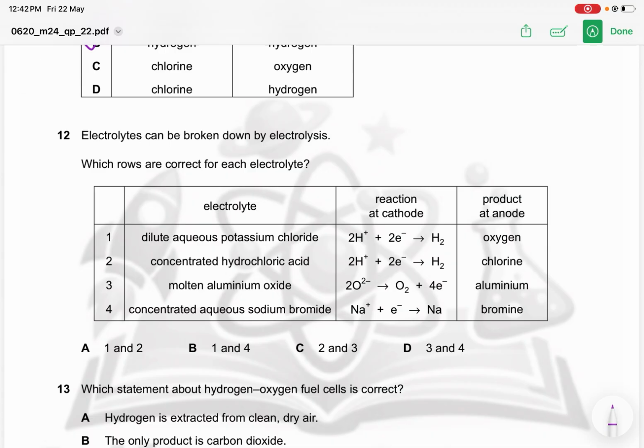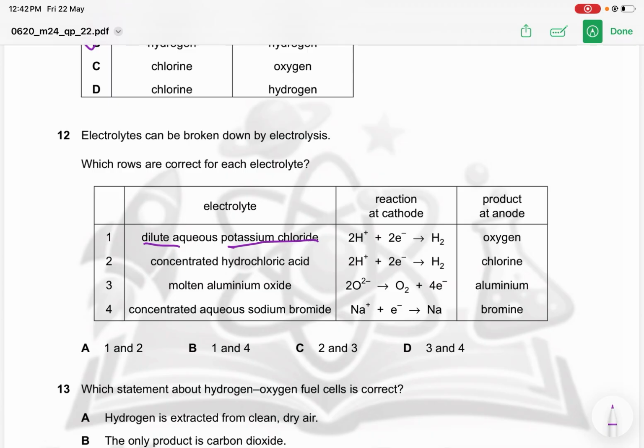Next, question 12. Electrolytes can be broken down by electrolysis. Which rows are correct for each electrolyte? First is dilute aqueous potassium chloride. Because again it is a dilute solution, okay.